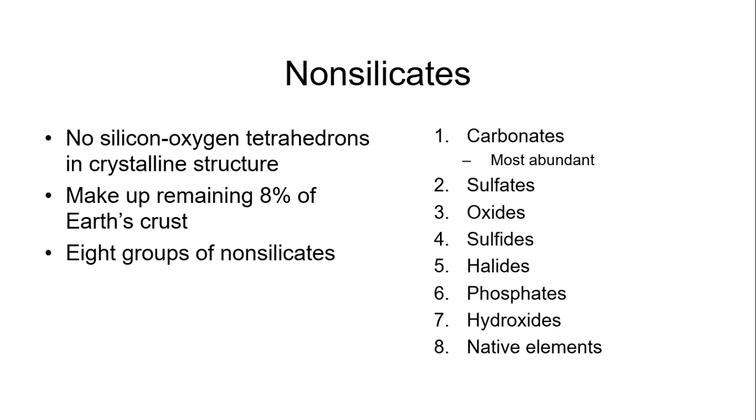Non-silicates are far more rare. We saw that silicates make up 92% of the crust. Non-silicates only make up the remaining 8% of the crust. The definition of non-silicate then would be that there are none of these silicon-oxygen tetrahedrons in the crystal structure of these minerals. There are 8 groups of non-silicates, and these are listed on the right as carbonates, which are the most abundant, sulfates, oxides, sulfides, halides, phosphates, hydroxides, and other native elements.